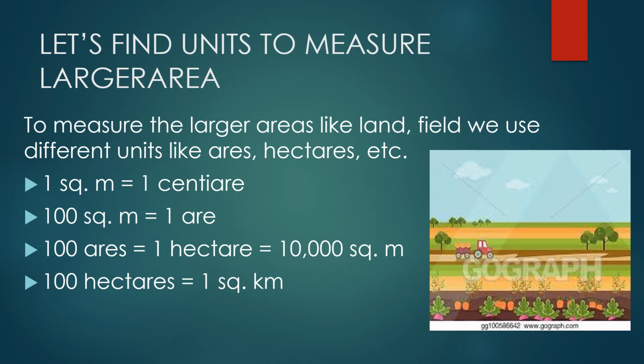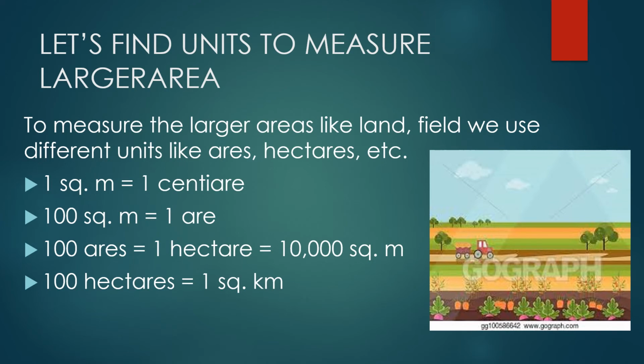1 square meter, a square with side 1 meter, that is area 1 square meter, is equal to 1 centimeter. Similarly, 100 square meter is equal to 1 acre. Children, you have to remember this. 100 acres is equal to 1 hectare, that is 10,000 square meter, and 100 hectares is equal to 1 square kilometer.